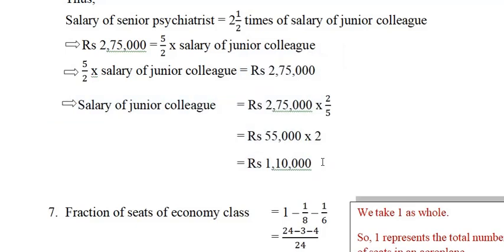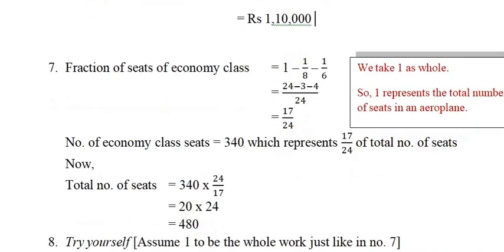Now let us see question number 7. Here I have done this in a very shortcut way, so that you can understand. In an aeroplane, 1 by 8 of the seats are in executive business class. That fraction, 1 by 8, represents part of the total. In case of fractions, 1 is the whole in all cases. So 1 by 8 of the total number of seats.